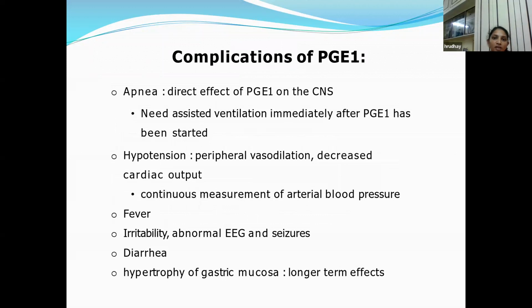The complications of prostaglandin are apnea, which is a direct effect of PGE1 on the central nervous system. So, any apnea immediately after starting PGE1, if the child has an increased assisted ventilation requirement, then think about this side effect of PGE1. Also hypotension, peripheral vasodilatation, decreased cardiac output. Continuous measurement of arterial blood pressure is necessary when starting PGE1. Other effects are fever, irritability, diarrhea, and hypertrophy of gastric mucosa, which is a long-term effect.